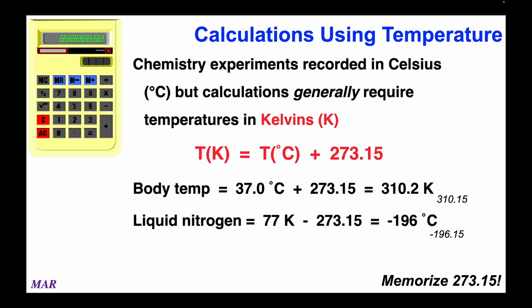Liquid nitrogen is a very cold liquid. It's pretty cool, used in movies sometimes. 77 Kelvin is the temperature of liquid nitrogen. And if you wanted to figure out what that is in Celsius, you would subtract 273.15 from it to get minus 196 degrees Celsius. So again, Kelvin temperatures should never be negative, but Celsius temperatures can be negative. So that's why we're doing it.